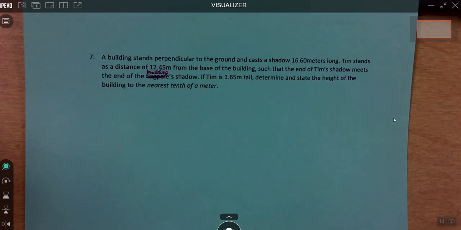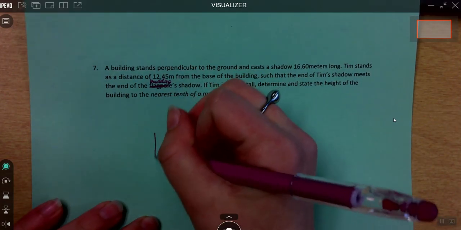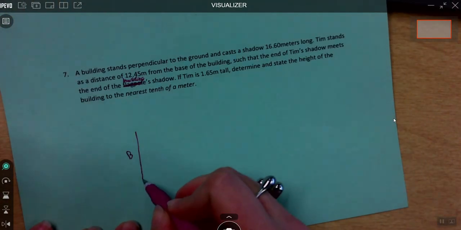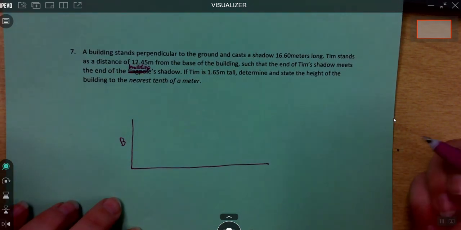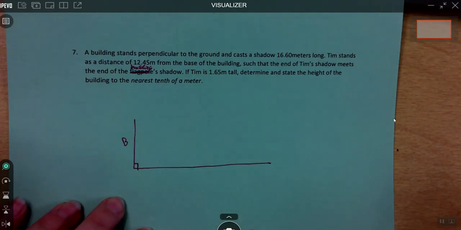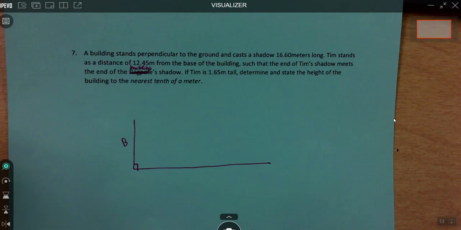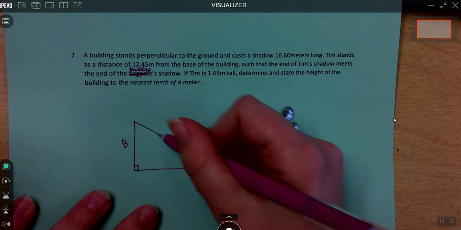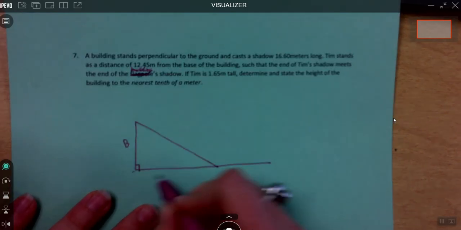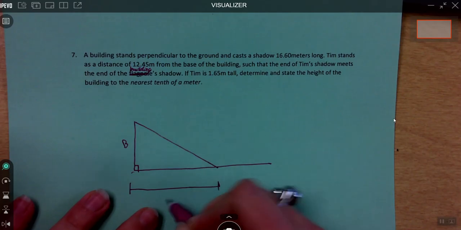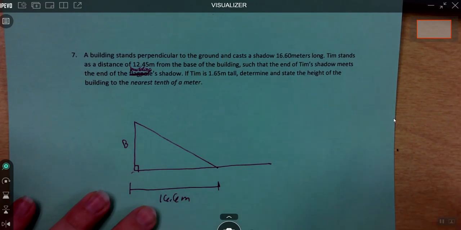Okay, you guys all had the same image, most of you. So this is my building. Call it B. This is the ground. Building is perpendicular to the ground and casts a shadow of 16.6 meters. Where is my shadow? Is it that? No. It is perpendicular to the ground. So this is my shadow. So that was 16.6 meters.